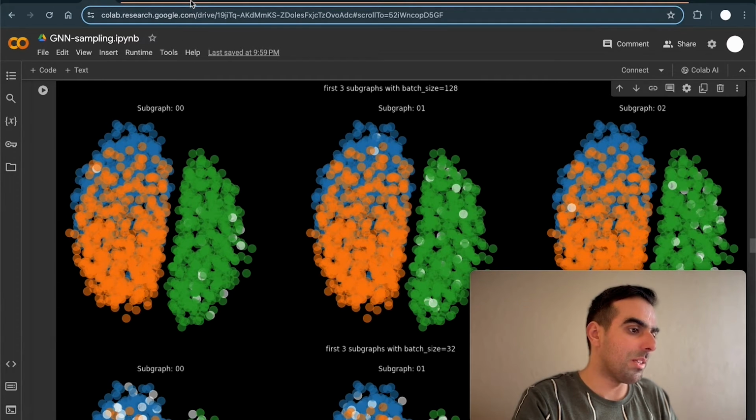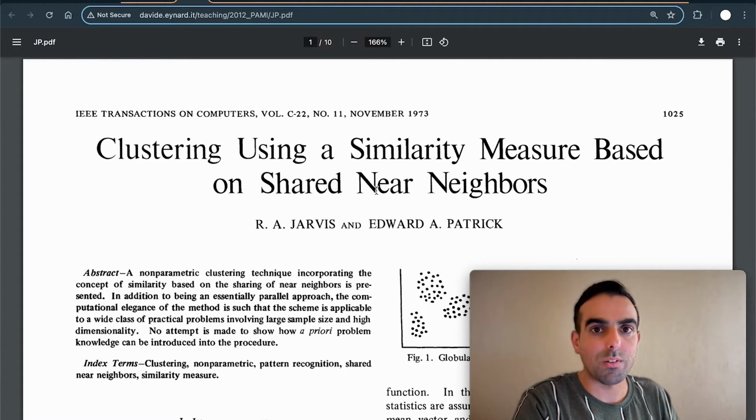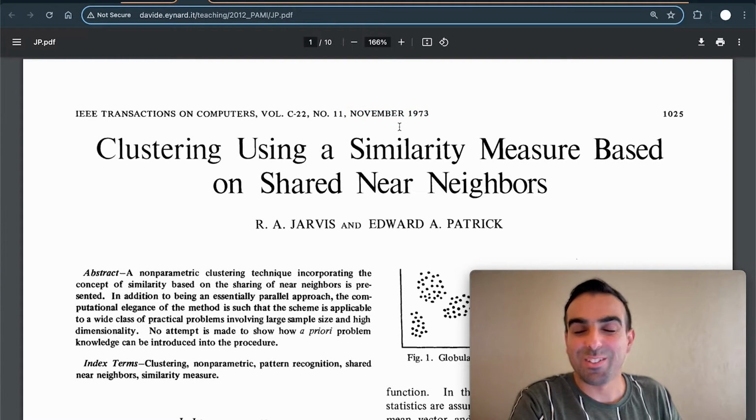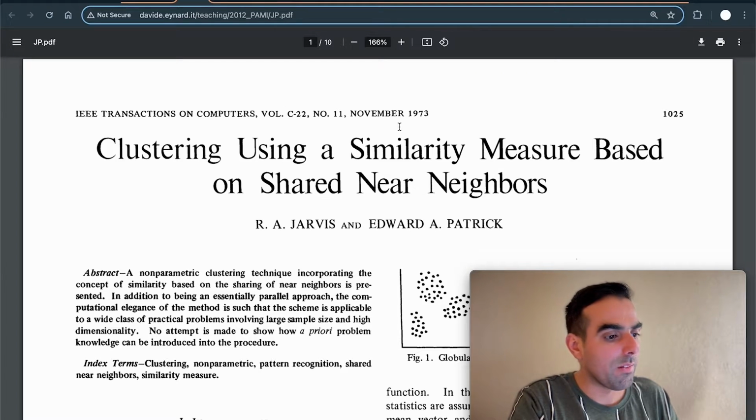The first paper here is clustering using similarity measure based on shared near neighbors. This paper came out in November 1973. You probably noticed that in my videos, I like to bring old papers. It's basically an acknowledgement for the pioneers in computer science research. Another reason is that these papers in the 80s, 90s, and early 2000s explain the fundamentals in a very clear way.